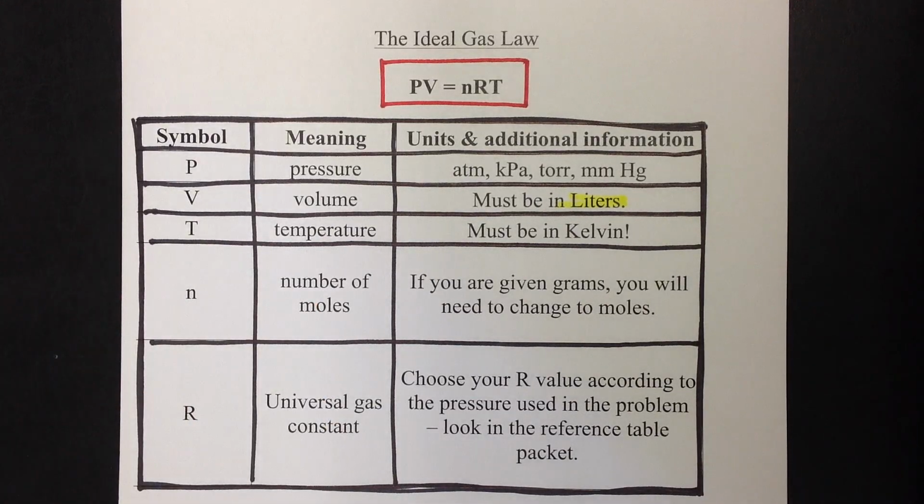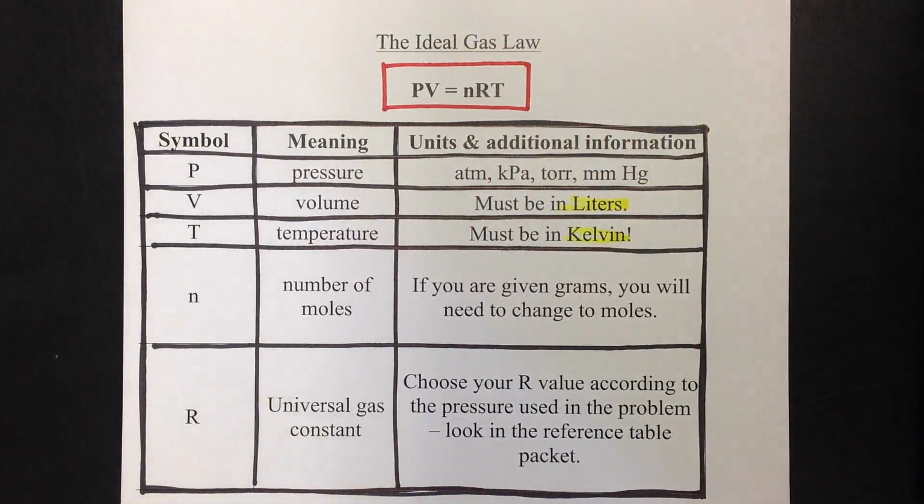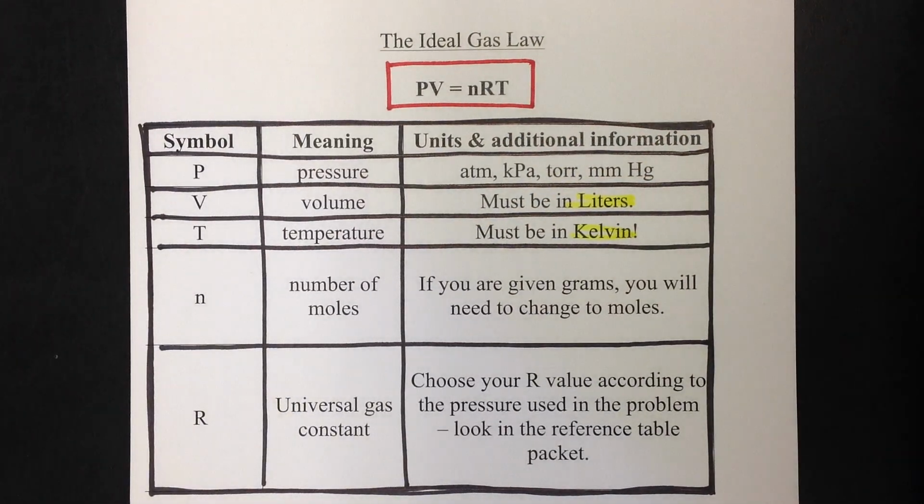So if they give you a volume that is not in liters, convert it to liters, and then plug in. T is temperature, and just like in the basic gas laws, it must be in Kelvin when we plug it in. If your temperature is not in Kelvin, it's usually going to be in Celsius. If it's in Celsius, you just add 273 to that number to convert it to Kelvin.